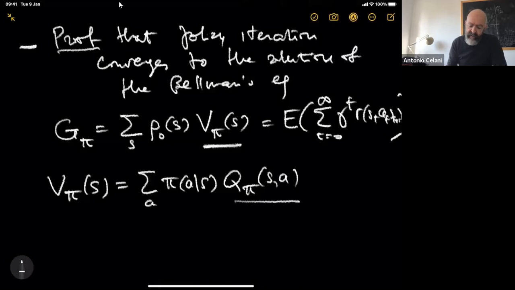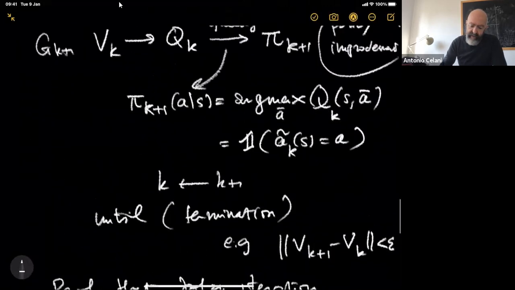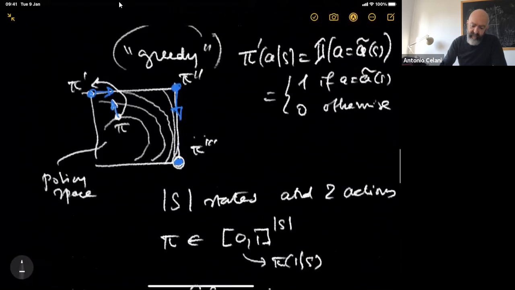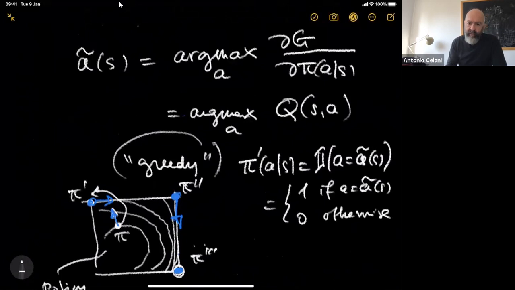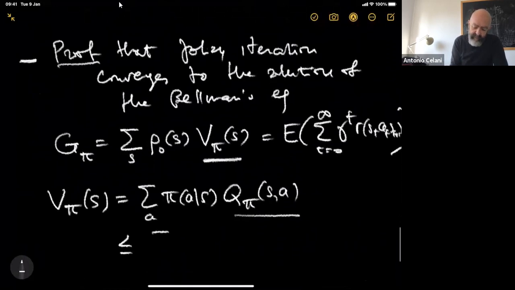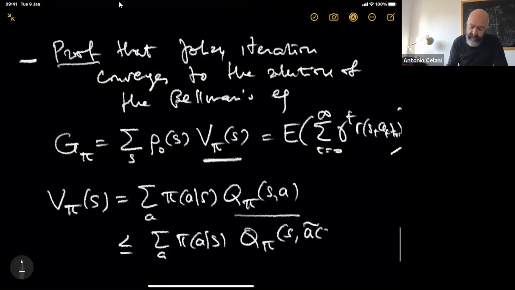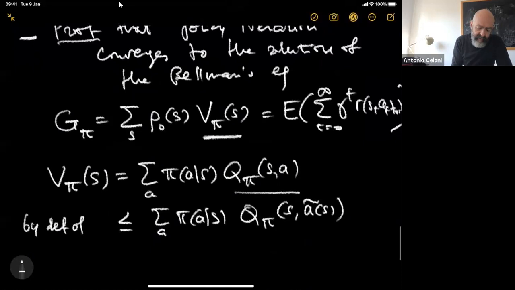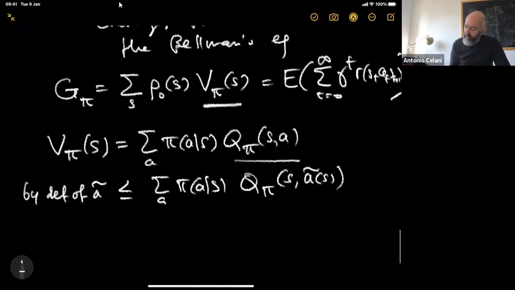All right, now we are going to use the definition of my a tilde here. So what is a tilde? It is the maximum over all possible actions for my Q. So by definition, each of those is smaller or equal than Q pi of s, a tilde of s. This is by definition of a tilde, because for any s, for any row s of my Q matrix, I pick the column which has the largest Q. Okay, so this is the first step.